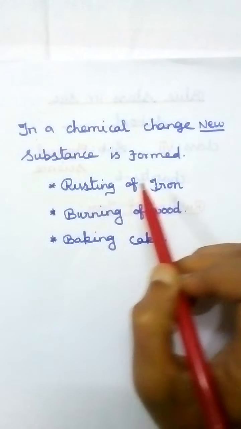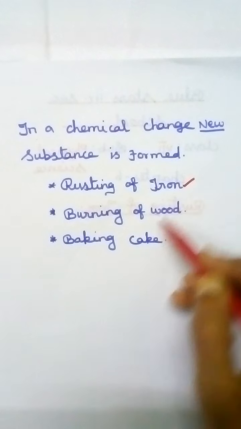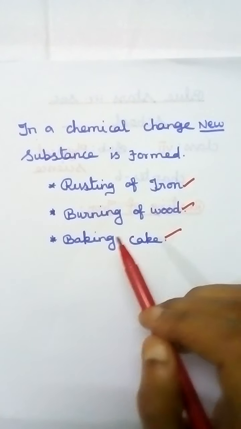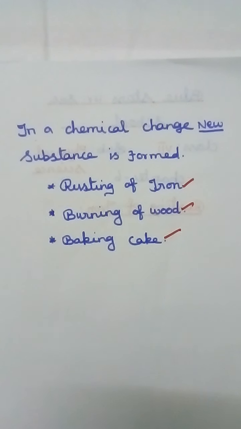So examples of chemical change are rusting of iron, burning of wood and baking a cake. These are the three examples of chemical change.